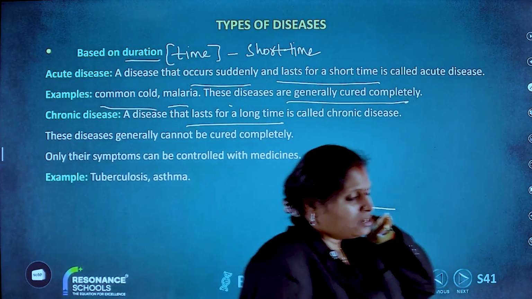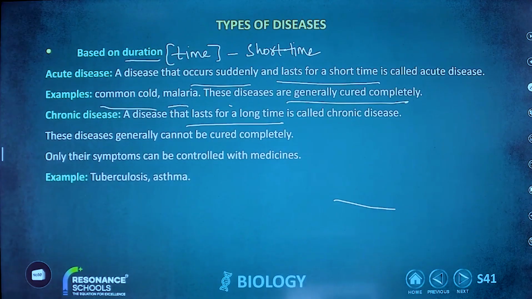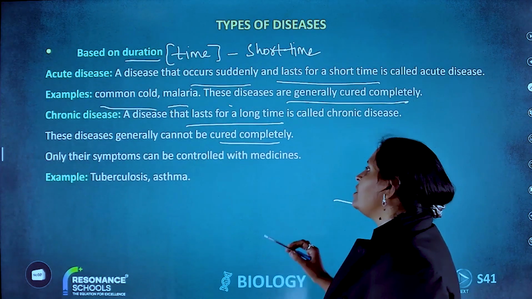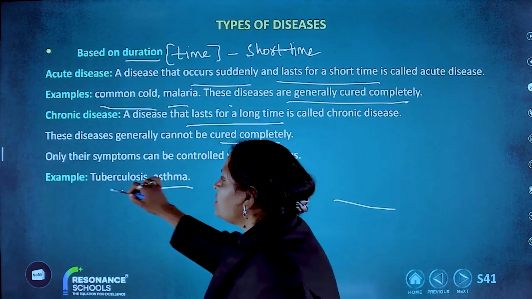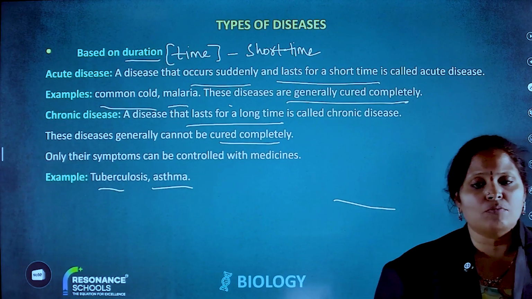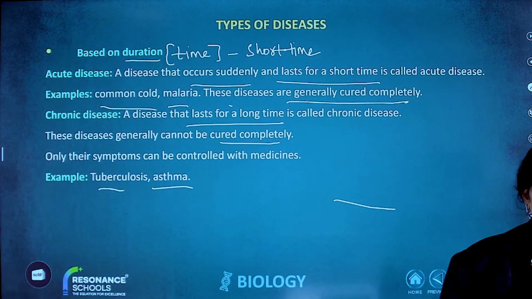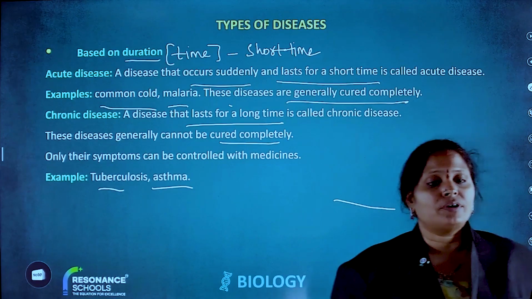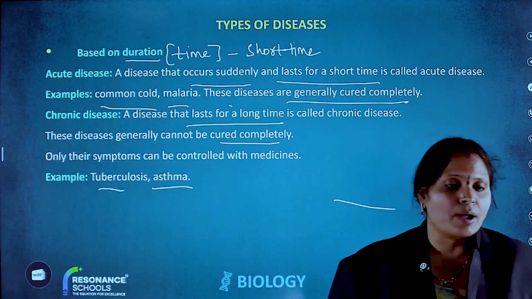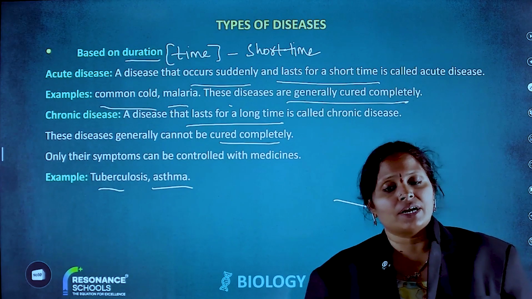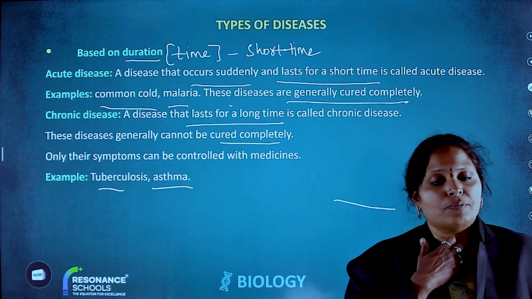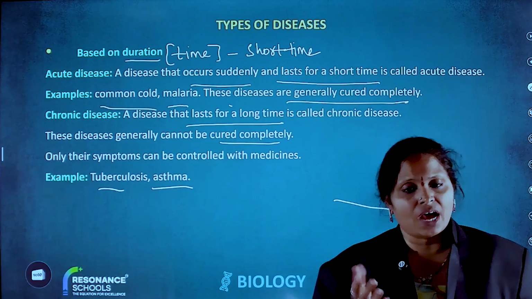Long time means more time only. Long time means more time only is called chronic diseases. These diseases generally cannot be cured. Best example, asthma, tuberculosis. Tuberculosis, if treated in right time, it takes almost 6 to 7 months or else 1 year. You have to take the medicine to completely eradicate the tuberculosis. If you talk about asthma, whenever the climatic conditions change, the asthma people should be very, very careful. That means they are long term only.